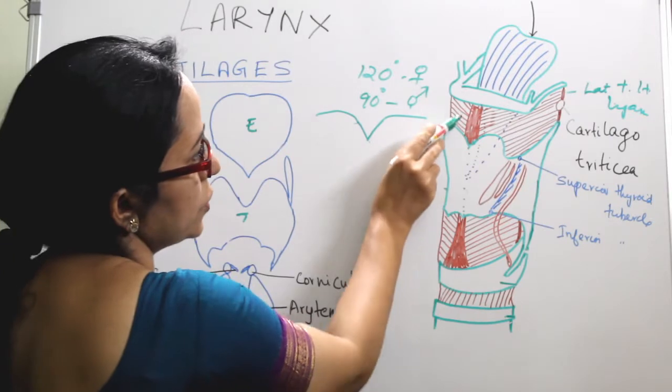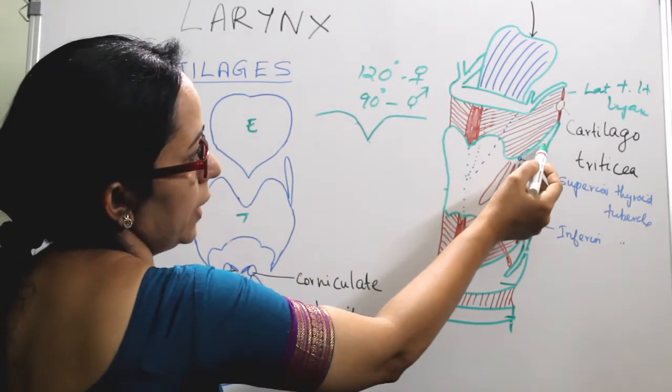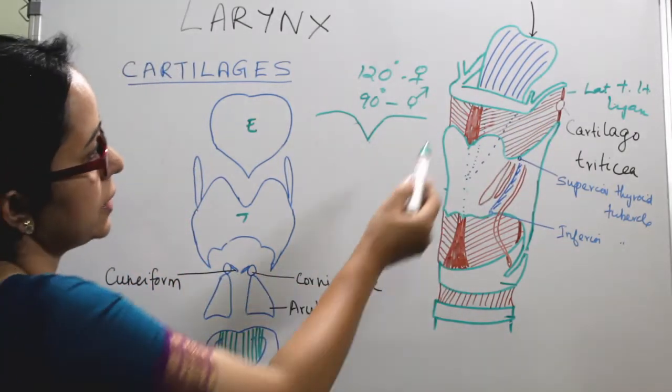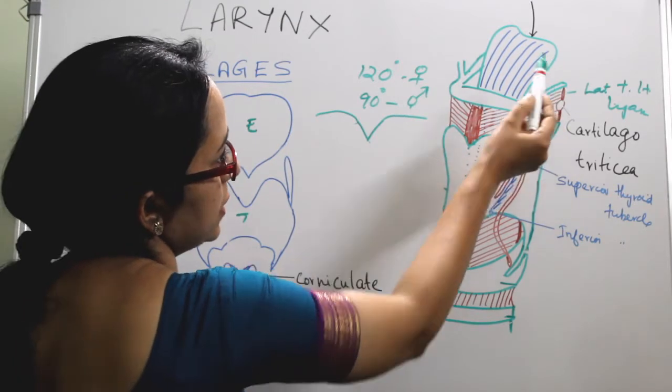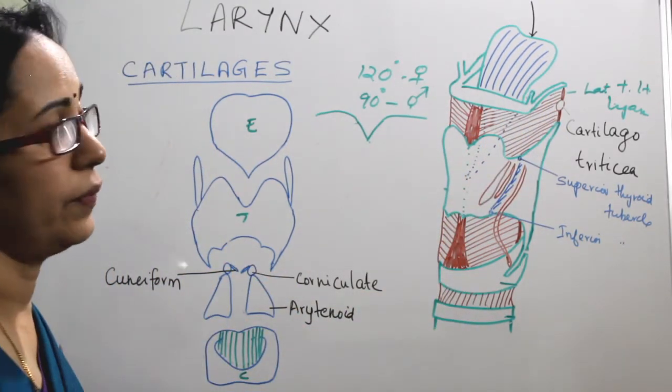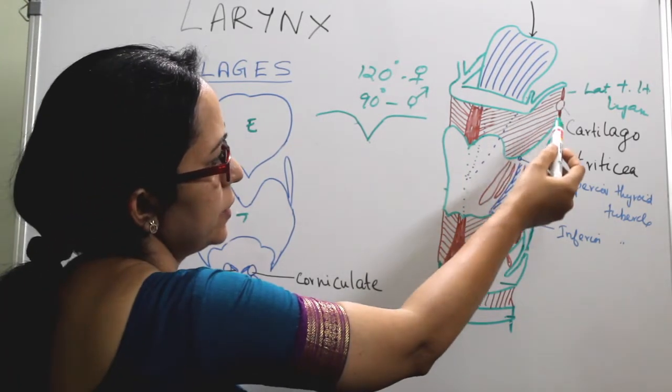Here, there is also a median thyroid ligament. This is a lateral thyroid ligament, from thyroid to the hyoid bone. This is the hyoid bone. This is a lesser horn and this is a greater horn of the hyoid bone. So that is regarding the superior cornu.